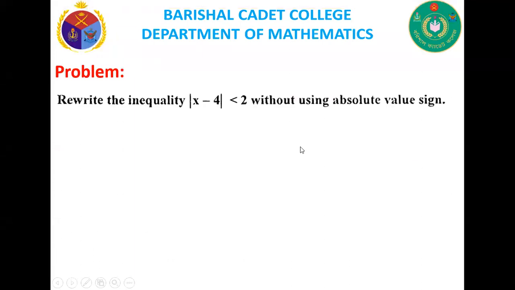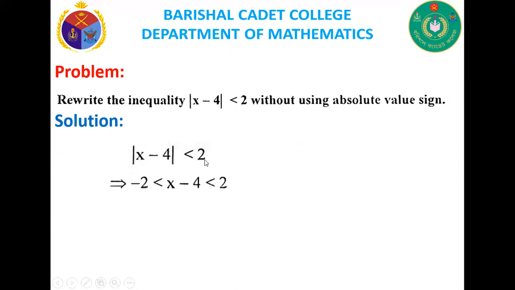Cadets, now we will solve another problem. The problem is: rewrite the inequality modulus of x minus 4 less than 2 without using the absolute value sign. So let us start. Solution. Given that modulus of x minus 4 is less than 2. So what can we do? We can write minus 2 less than x minus 4 less than 2. How? Cadets, you know, if modulus of x is less than alpha, then we can write minus alpha less than x less than alpha. Applying that formula, here we get minus 2 less than x minus 4 less than 2.